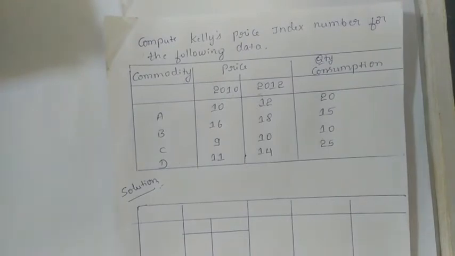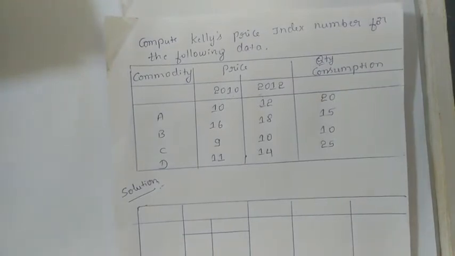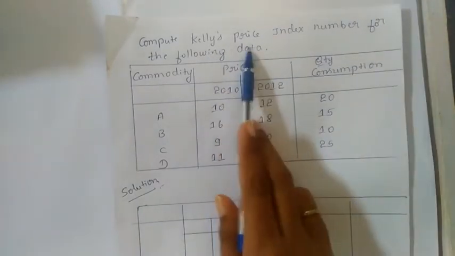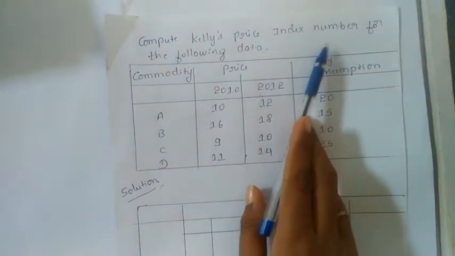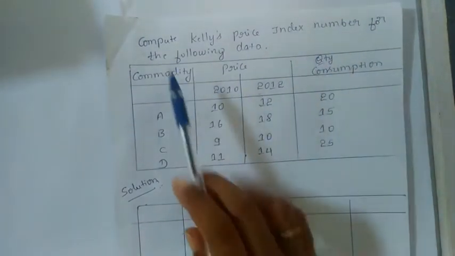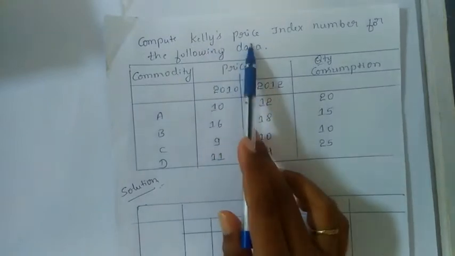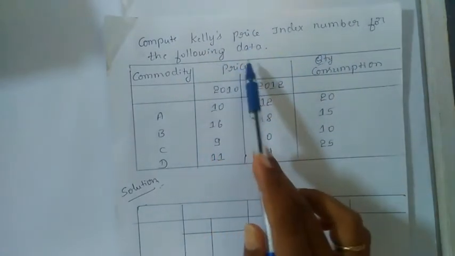In the last video, we discussed the problems on weighted price index number. In the weighted price index numbers, we discussed the problems on Laspeyres', Paasche's, Marshall-Edgeworth, Dorbish-Bowley, and Fisher's price index number. And another one in the weighted price index number is Kelly's price index number. So here there is a problem. Compute Kelly's price index number for the following data.